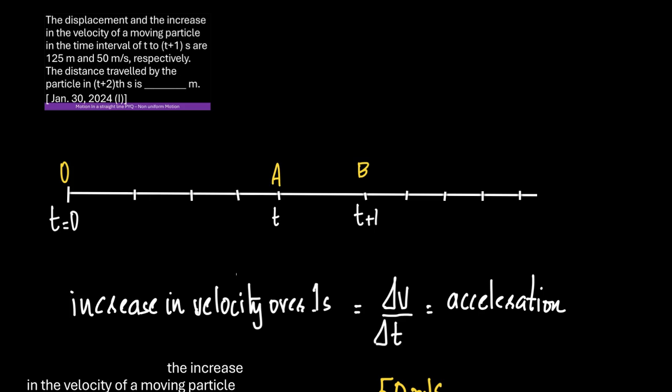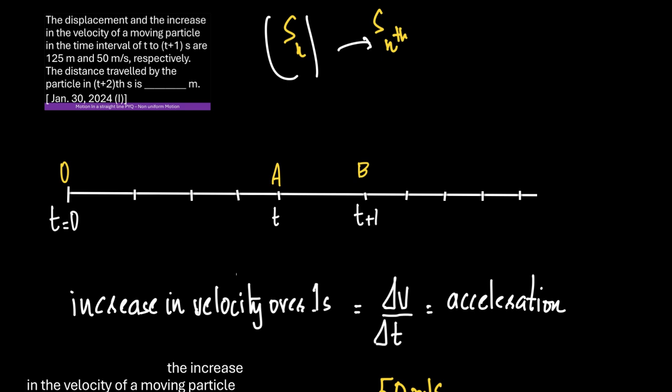Okay, now that we have discussed the difference between the formulas used, which is Sn and Snth, let us now try to understand the question and solve this using Sn first and then Snth. So, the displacement and the increase in the velocity from t to t plus 1. If you assume this to be the motion from A to B, let us assume the time to be t to t plus 1.